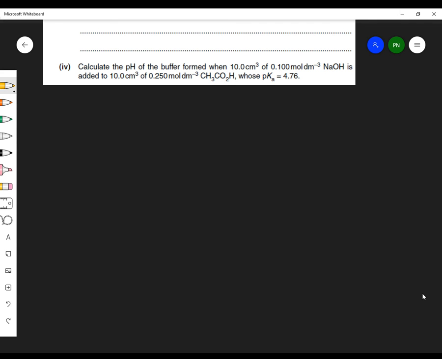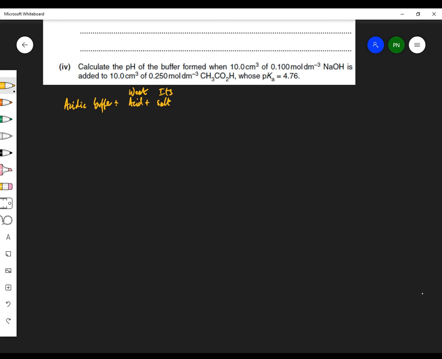Okay, so first of all, what is a buffer? This is going to be an acidic buffer. And an acidic buffer is an acid plus its salt. Okay, the same salt, and it should be a weak acid, shouldn't it? So weak acid plus its salt.